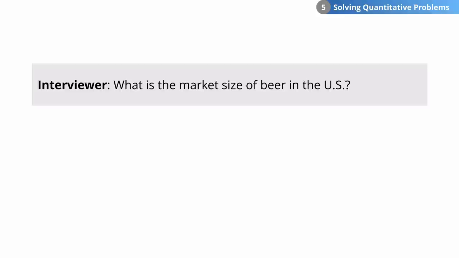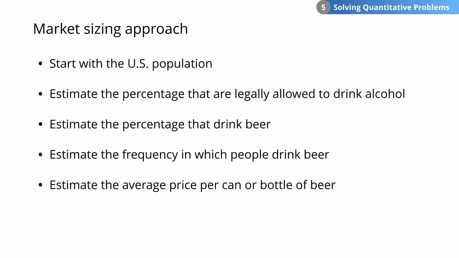Start with the US population, estimate the percentage that are legally allowed to drink alcohol, then estimate the percentage that drink beer, then estimate the frequency in which people drink beer, and then finally estimate the average price per can or bottle of beer. Multiplying all of these steps together will give you the answer.